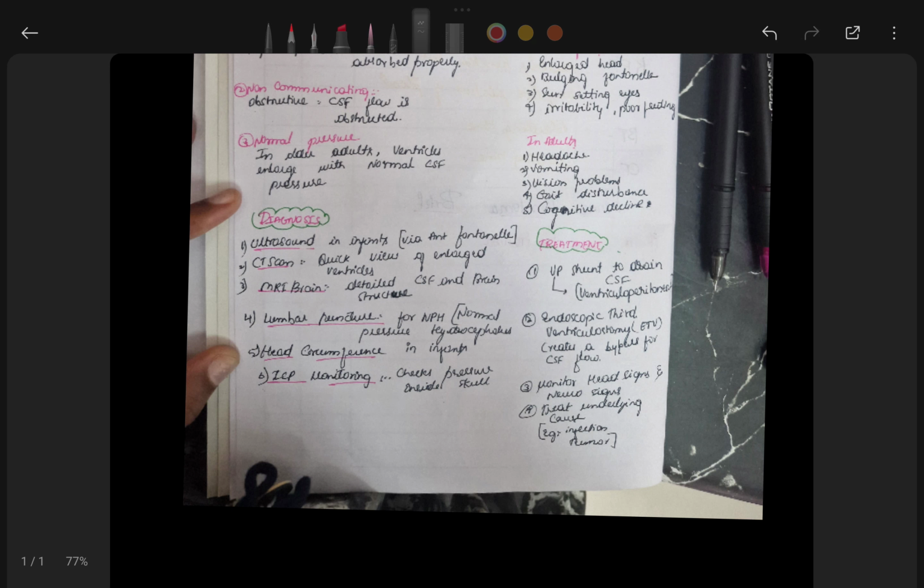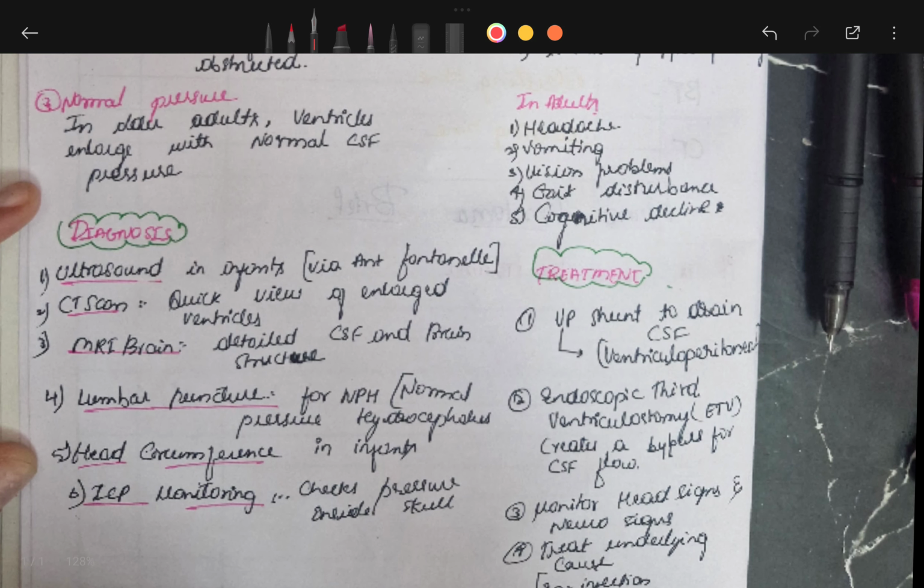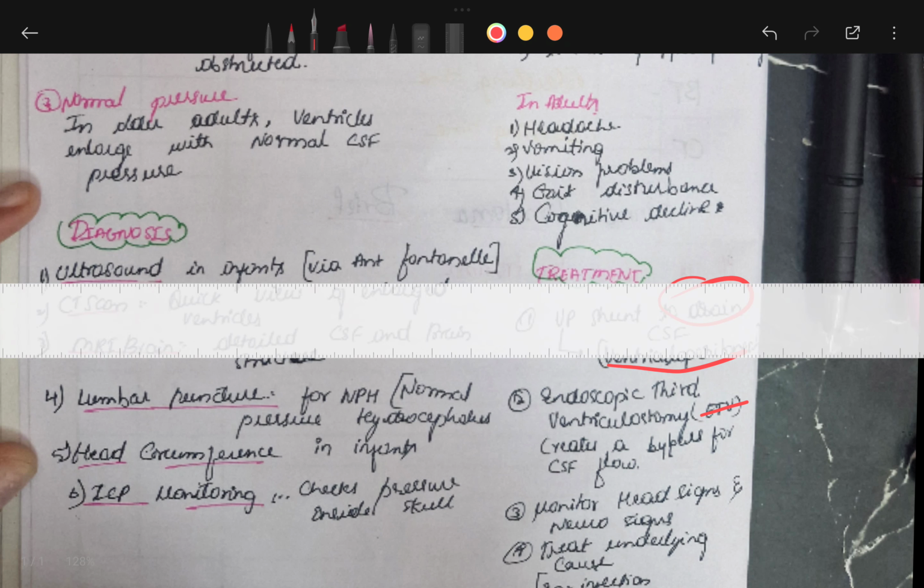Next, coming to the treatment, how will you treat? There is a problem in the drainage, so there is obstruction in the drainage, so you will do a VP shunt, that is ventriculoperitoneal shunt, in order to drain the CSF. And endoscopic third ventriculostomy, ETV, which creates a bypass for CSF flow.